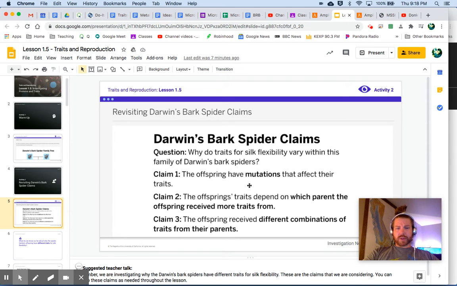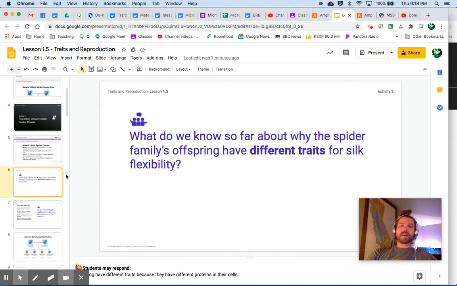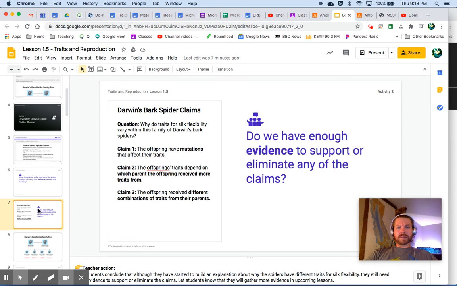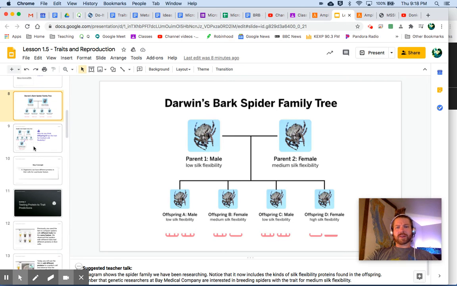Can we really prove or disprove any of these yet? Not really. So let's go back to our family tree, and it is kind of hard to really say that. Number one, it's hard to say because we don't know what proteins the parents had, and we don't know how those got passed on, if those even are things that get passed on. And so we still come to this question: why do we think offspring B has a trait for medium silk flexibility?